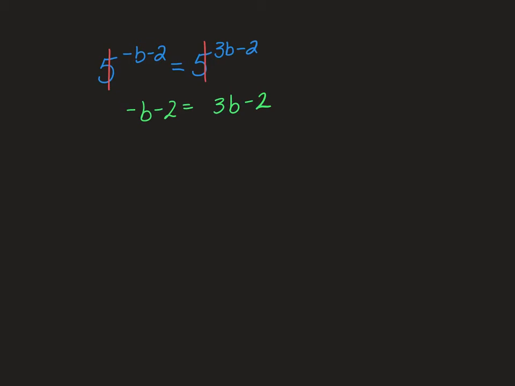And at this point, it's just a matter of how you like to solve a linear equation. I like to pull the smaller variable to the larger one. That would be moving the b to the 3b, which makes 4b. And in the same line, I'm going to go back and move the 2 to join the other 2.